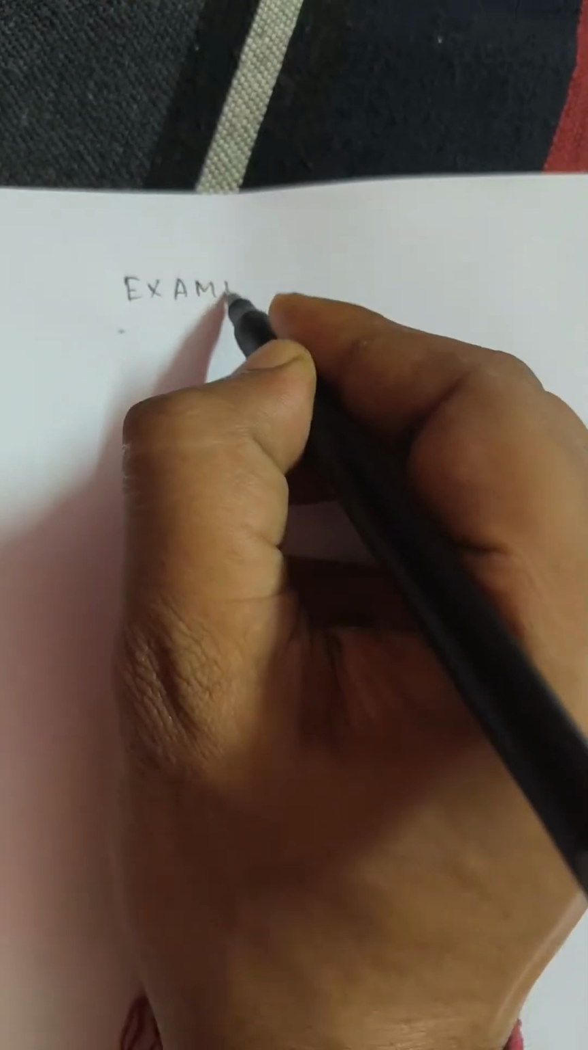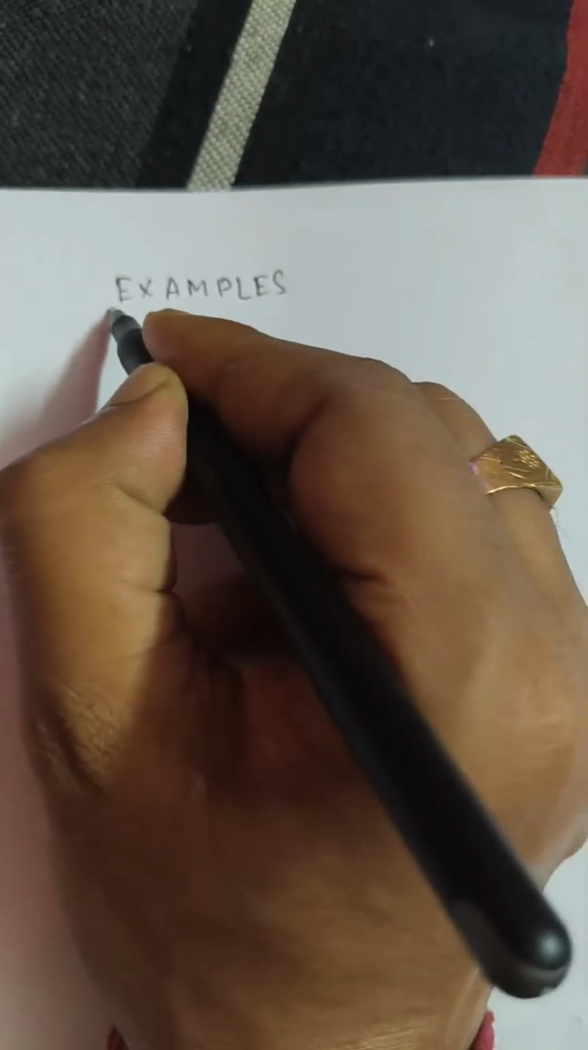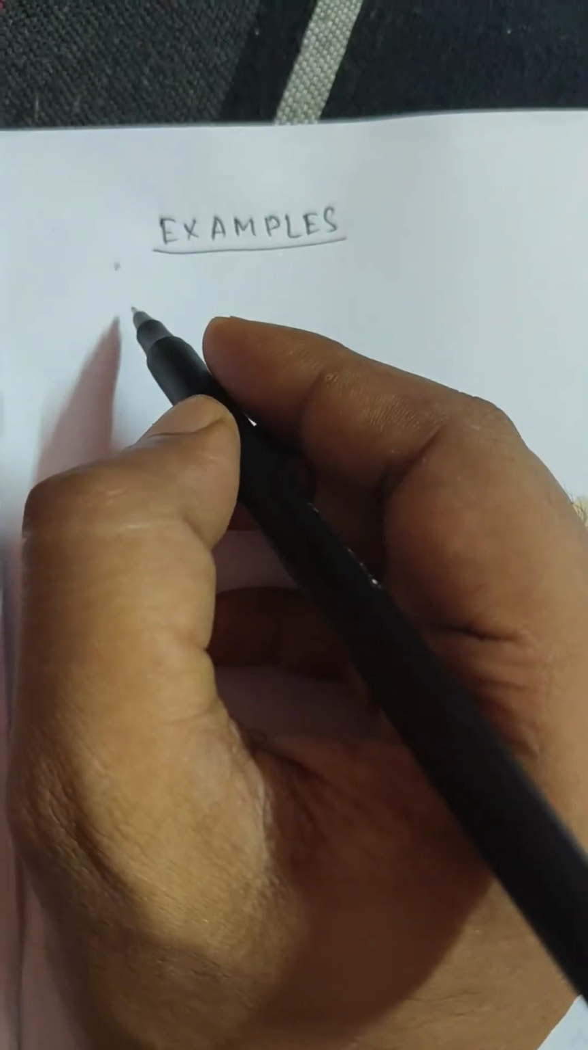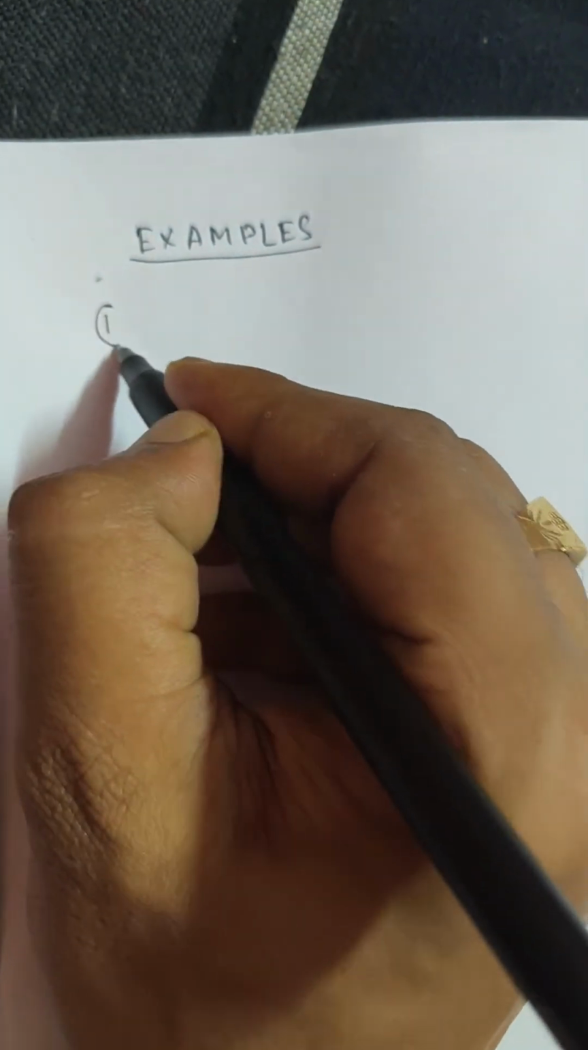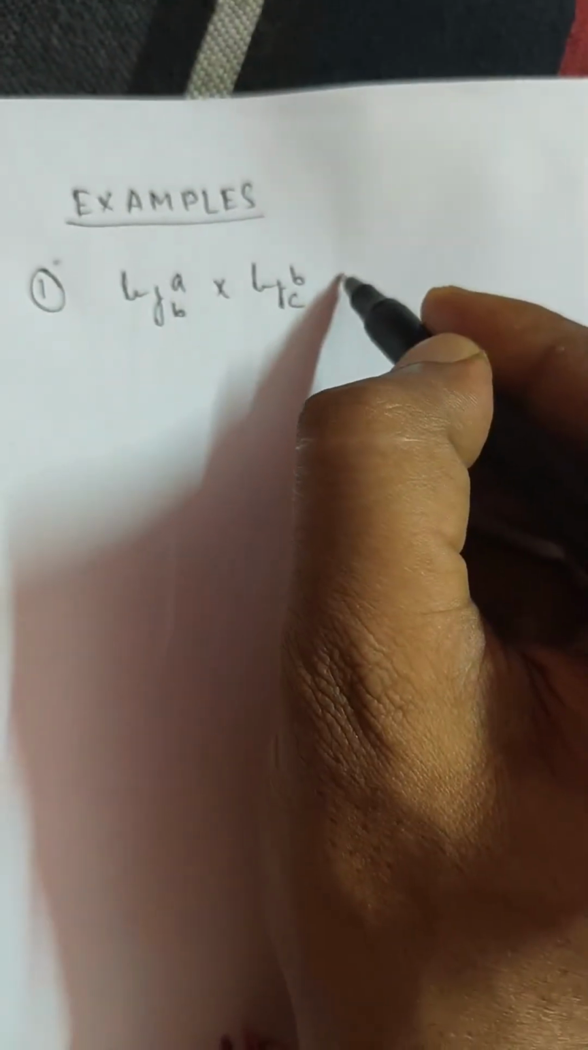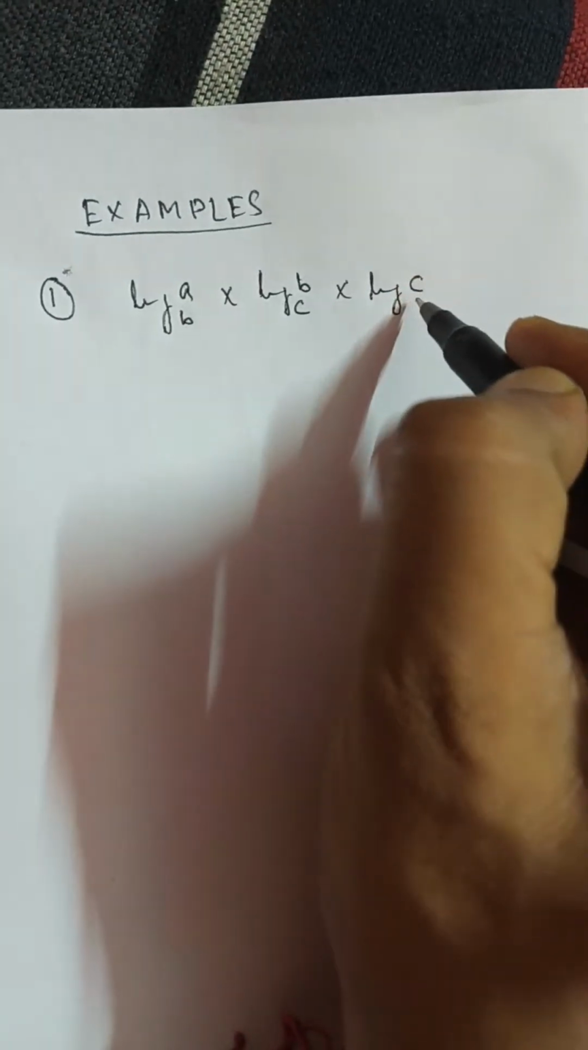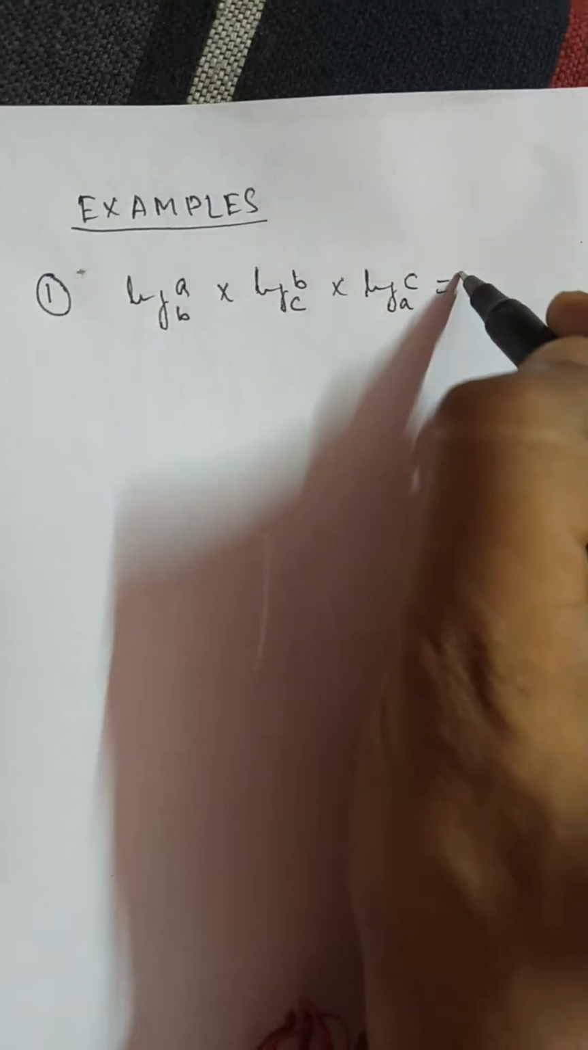And take some examples. What will be the value of log a base b multiply log b base c multiply log c base a? What will be its value?